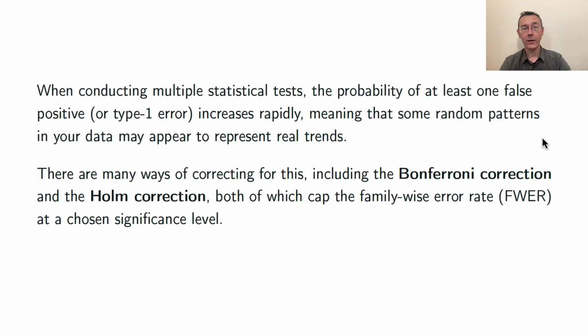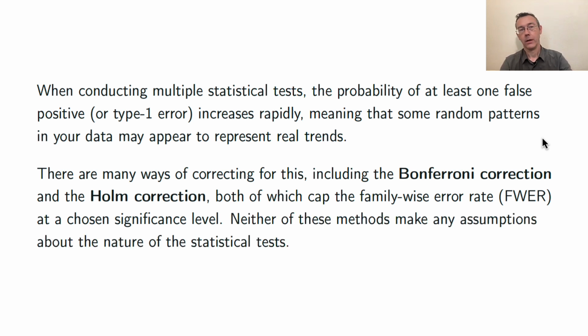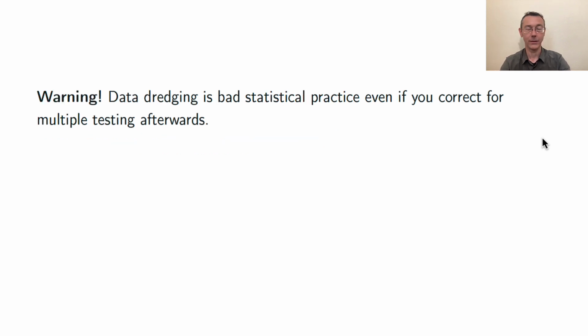There are many different ways of handling that problem and correcting for it. The two I'm going to talk about today are the Bonferroni correction and the Holm correction. These are old and relatively simple methods, and they both work exactly the same way, by controlling the family-wise error rate, FWER, the probability of getting at least one false positive, at a chosen significance level, typically 0.05. They are simple in the sense that neither one of them makes any assumptions about the sorts of tests that you're running. In order to apply these corrections, all you need is just a sequence of p-values.